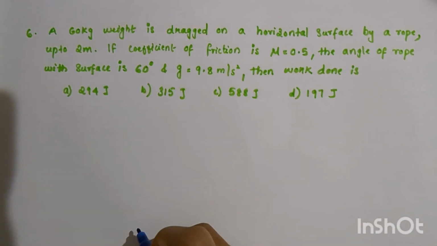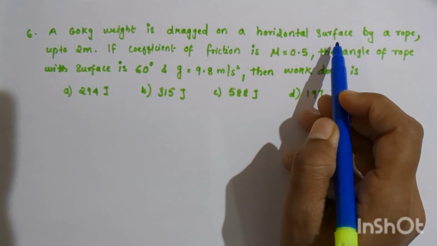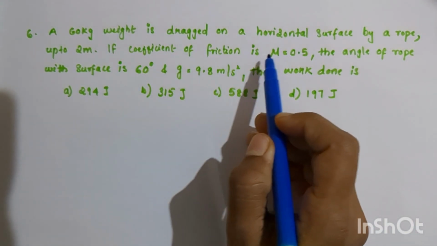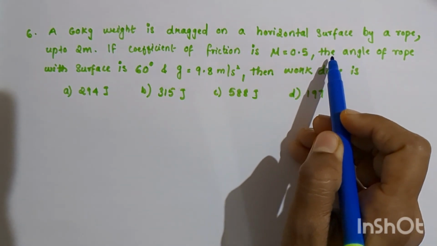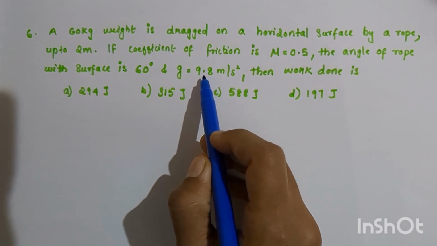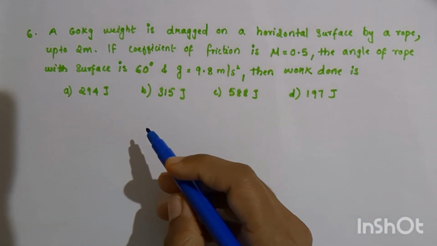So now let us see the sixth question. A 60 kilogram weight is dragged on a horizontal surface by a rope up to 2 meters. If coefficient of friction is mu equals 0.5, the angle of rope with surface is 60 degree and g equals 9.8 meter per second square, then work done is, 4 options are there.